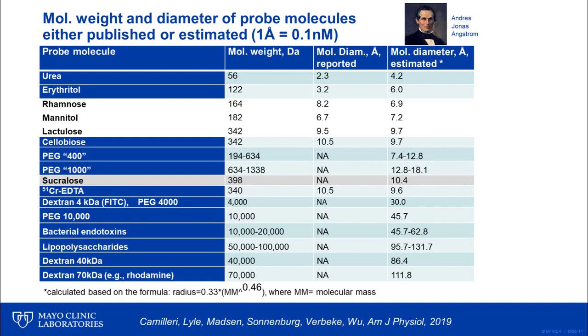Now, keep in mind that when you look at the literature, some of the things that are being measured, like bacterial endotoxins or lipopolysaccharides, have a much larger estimated diameter based on their molecular mass. And also, there are experiments that are done, mostly in vitro studies using chambers, with things like dextran 4 kilodaltons or 40 kilodaltons and even 70 kilodaltons, that obviously are looking at a very different molecular size. Notice even the 4,000 dextran, which is often linked to FITC, has a molecular diameter of about 30.